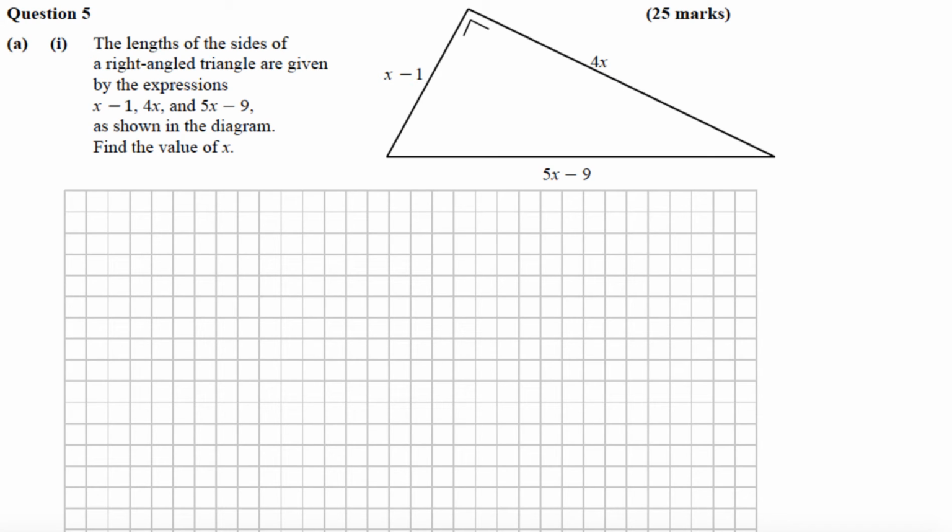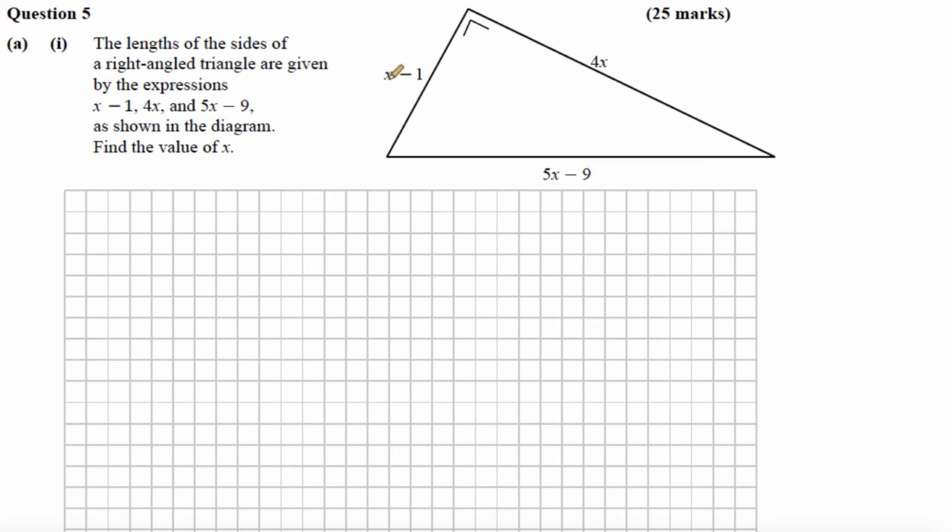So this is the 2016 Leaving Cert Higher Level Paper 1, and we're looking at question number 5. Part A1 says the lengths of the sides of a right angle triangle are given by the expressions x minus 1, 4x and 5x minus 9, as shown in the diagram. Find the value of x.